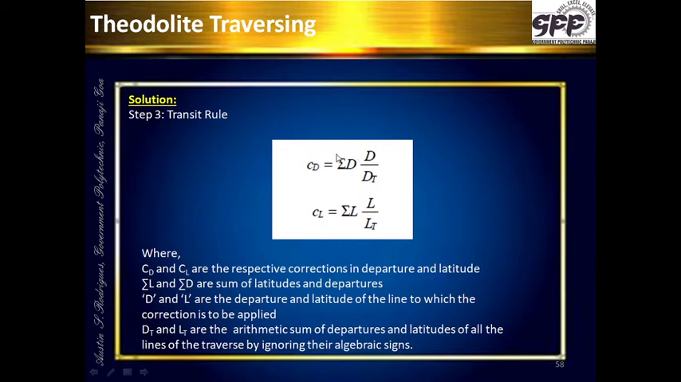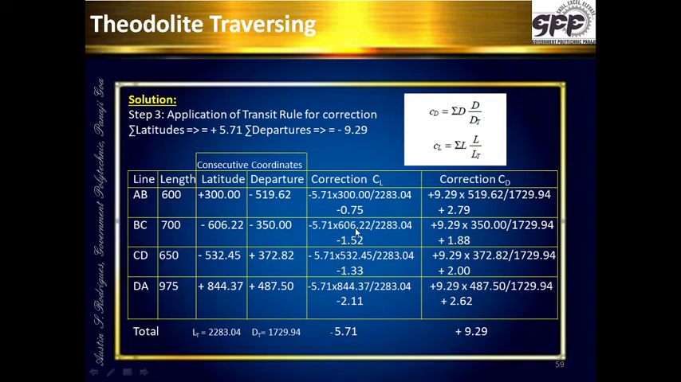Let us understand that this is the error which we have got in departure, this is the error which we have got in latitude, this is the individual departure, this is the individual latitude, this is the sum of all the departures without considering the sign, and this is the sum of all the latitudes without considering the sign. So now next step, application of transit rule. We have the sum of the latitudes as plus 5.71, sum of the departures as minus 9.29.